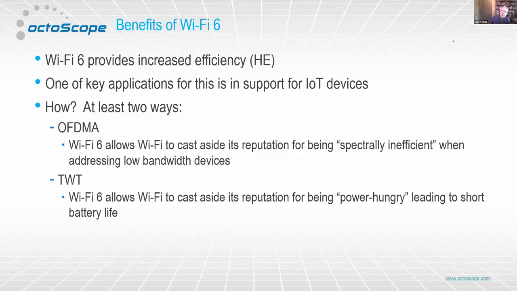One is OFDMA, and at a high level, what OFDMA did was to allow Wi-Fi to be a lot more spectrally efficient when it is being used by low bandwidth devices. And then there's TWT, really the focus of the tutorial today. And what that does is it allows Wi-Fi devices to be a lot more efficient with their battery usage, and to allow those devices to last much longer. We'll talk about how as we go along.